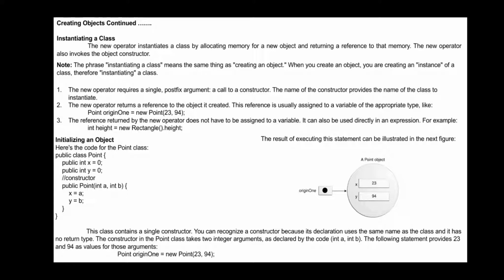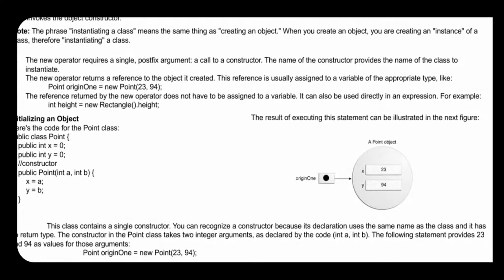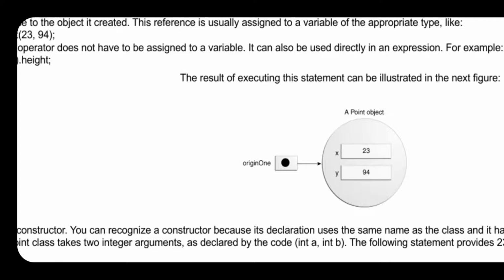The new operator returns a reference to the object it created. This reference is usually assigned to a variable of the appropriate type, this way. So see, Point origin1 = new Point(23, 94). Just see, which is illustrated in a figure, where origin1 with a rectangle is referring to the entire data members of the class called Point.